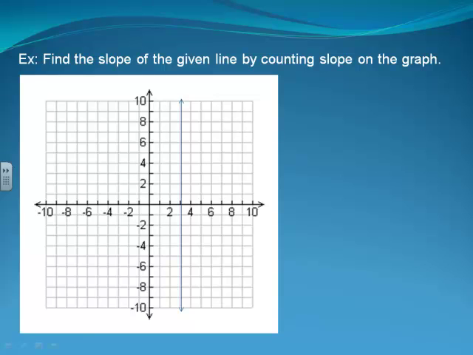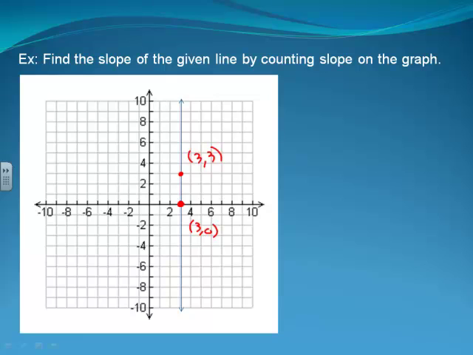Okay, now here we have a vertical line. So we're going to count slope on this vertical line. Now that line should be directly on x equals 3. It did end up looking like it was shifted over a little bit, but that should be directly on x equals 3. So we've got our ordered pairs here. You can label them if you want. You've got, in this case, 3 to the right and 0 up or down. This point over here is 3 to the right, and it looks like 3 up.